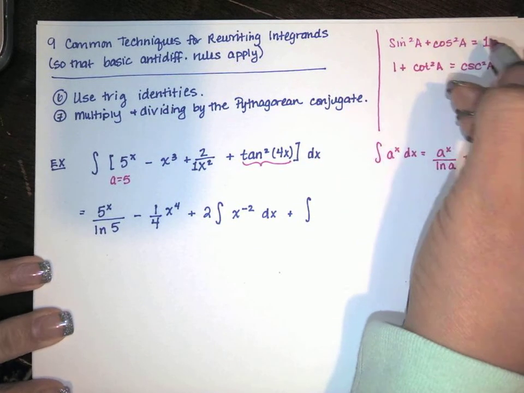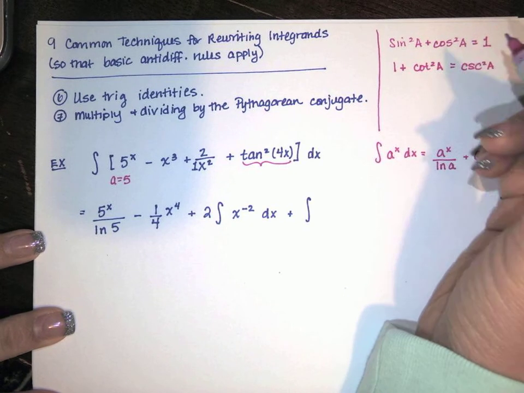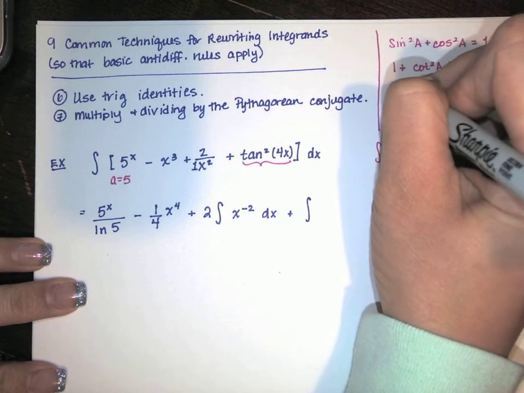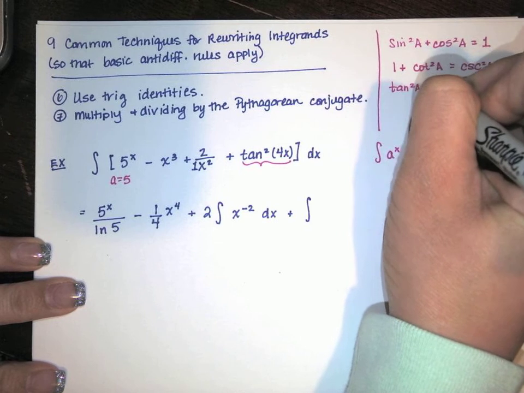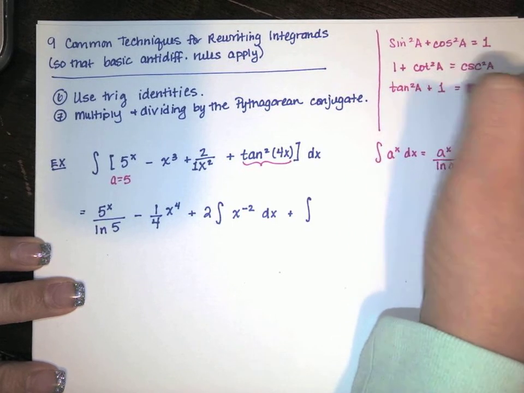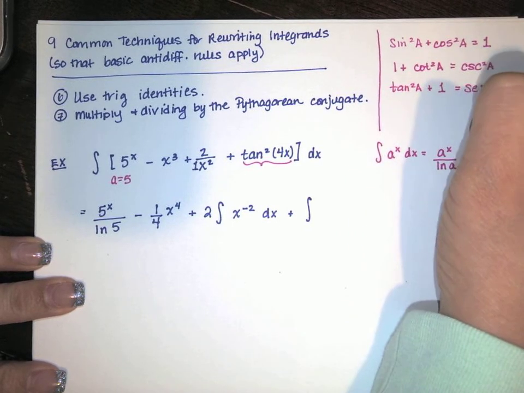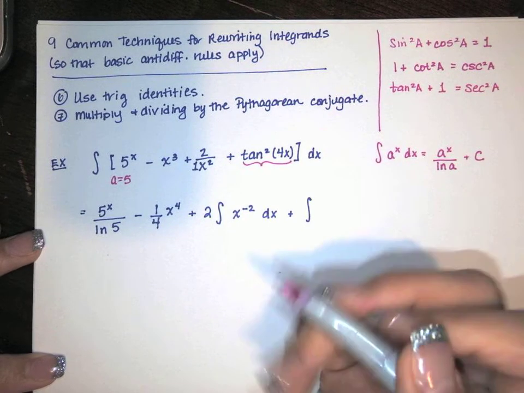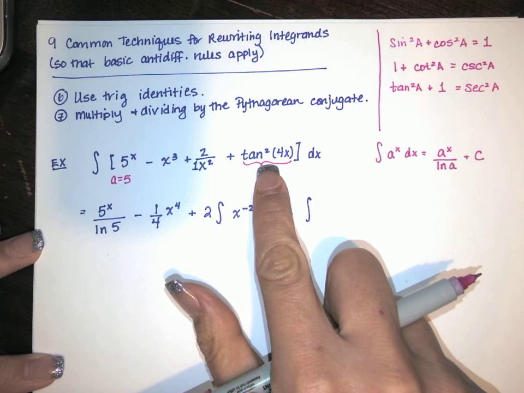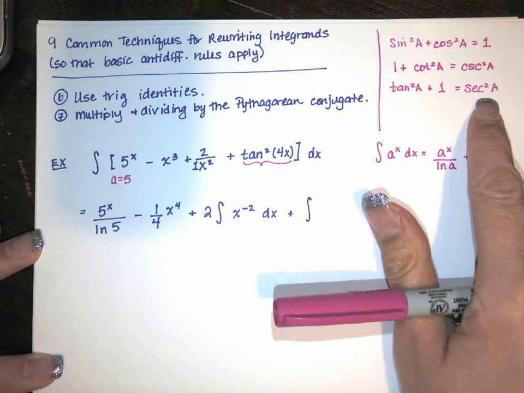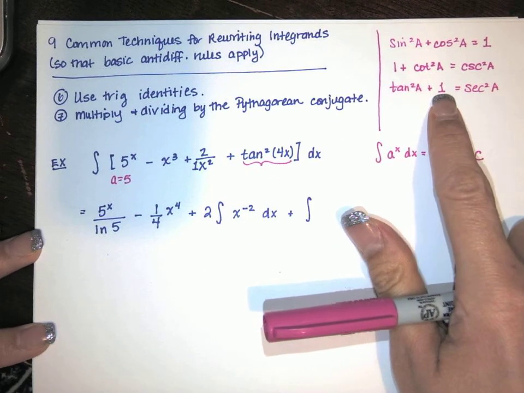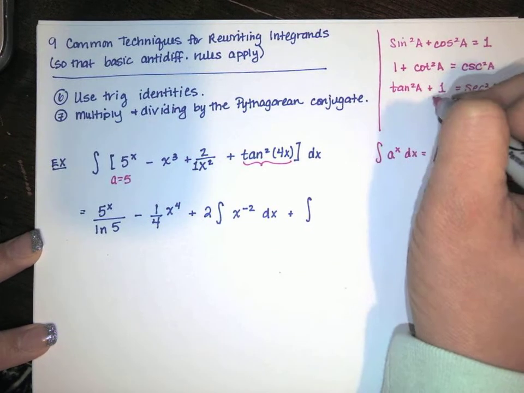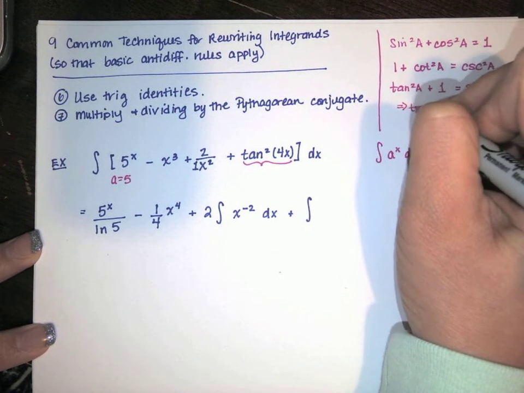If I take the same original Pythagorean identity and I divide everything by cosine squared, sine squared over cosine squared is tangent squared. Cosine squared over itself is 1, and 1 over cosine squared is secant squared. Now this is helpful because I don't have a rule for tangent squared, but I do have a rule for secant squared, and I do have a rule for 1. So I can take this third identity and solve it for tangent squared by subtracting 1 from both sides.